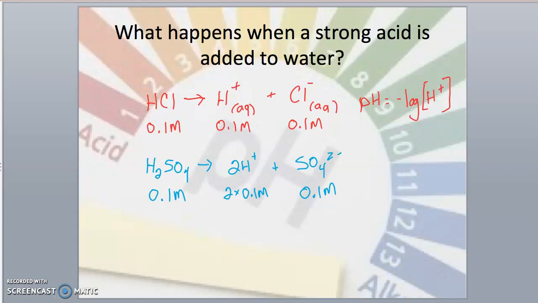Recall that strong acids and strong bases completely dissociate in water. In other words, we can say that they completely form ions. We can calculate the pH using compound stoichiometry if we know the concentration of the acid, and we usually have this information given in the problem.